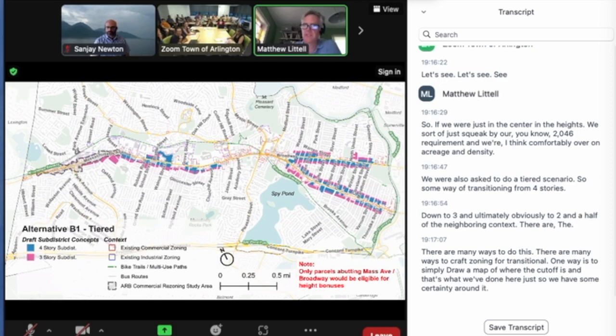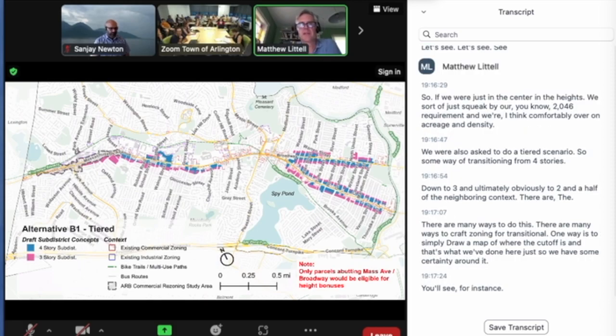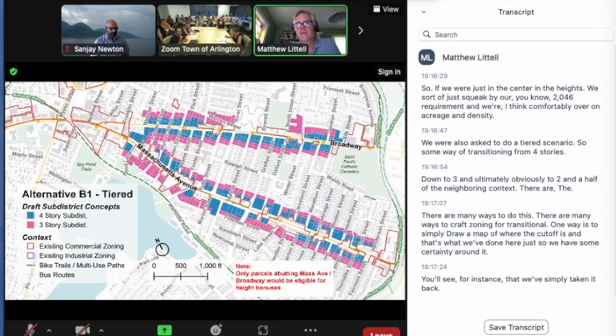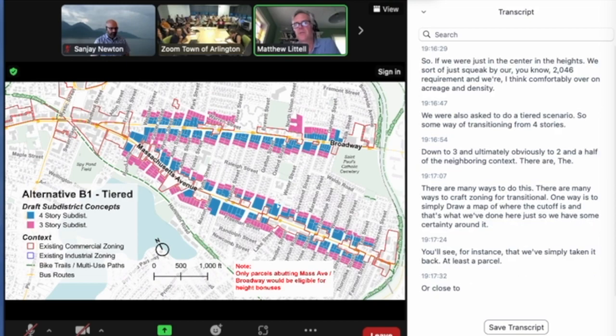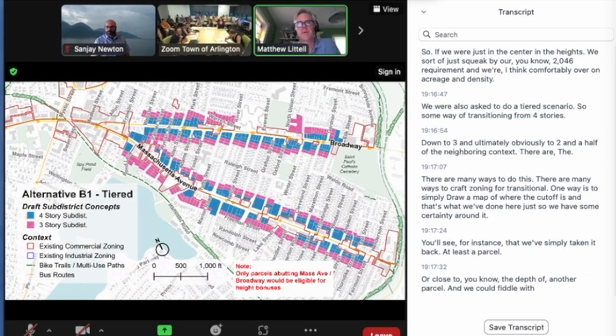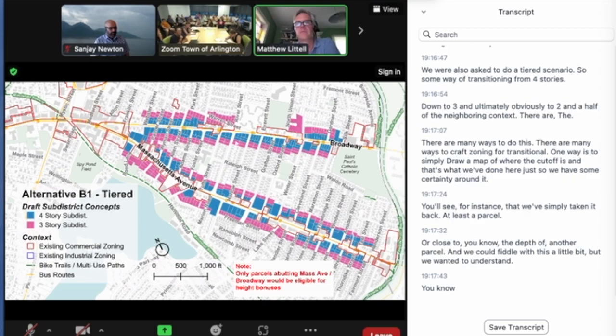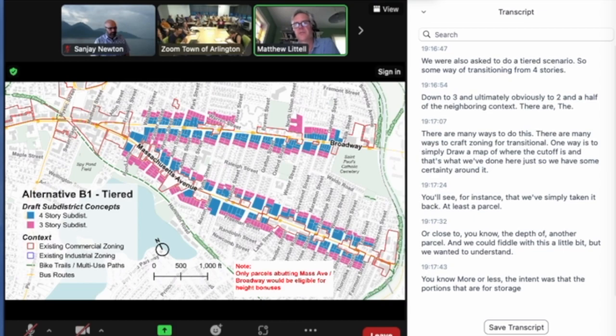You'll see, for instance, that we've simply taken it back at least a parcel, or close to the depth of another parcel, and we could fiddle with this a little bit, but the intent was that the portions that are 4 stories are equal in depth to the portions that are 3 stories.